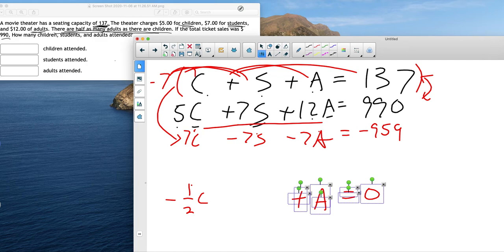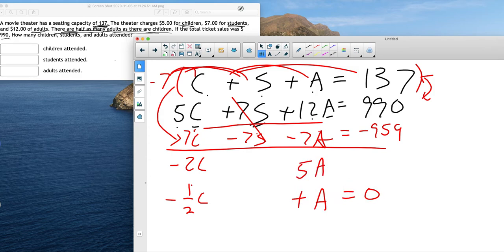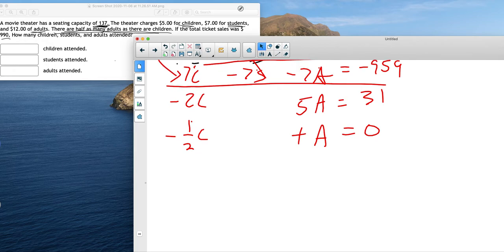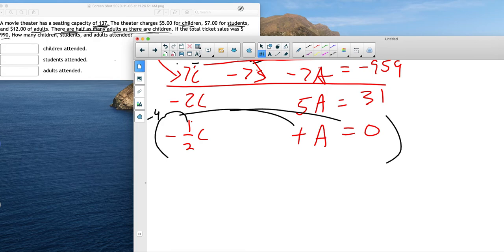Now if I add these two together, okay, I get -2C. The S's cancel like I wanted. I get 5A equals 31. Now I've got two equations. I can eliminate the C or I can eliminate the A. I'm going to eliminate the C by multiplying this first number by -4, which would mean I'd have to multiply the whole equation times -4. If I multiply the first one by -4, -4 times -1/2 is 2, -4A, and 0 times anything is still 0.